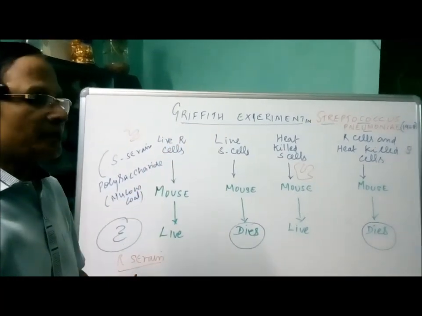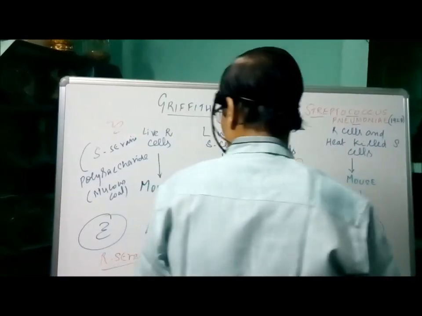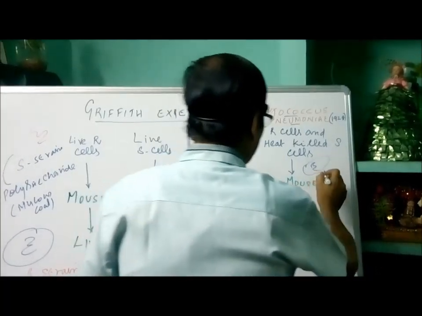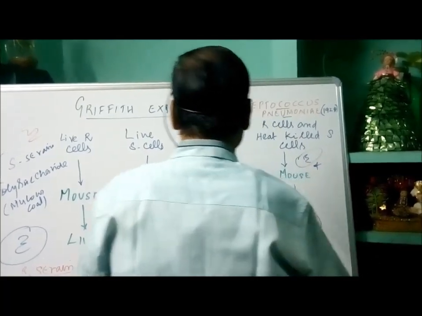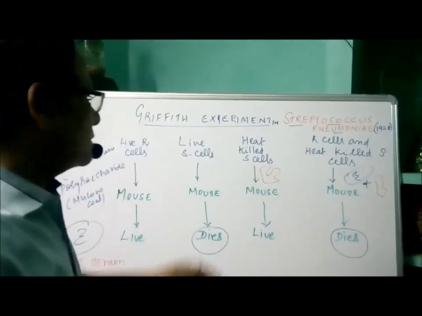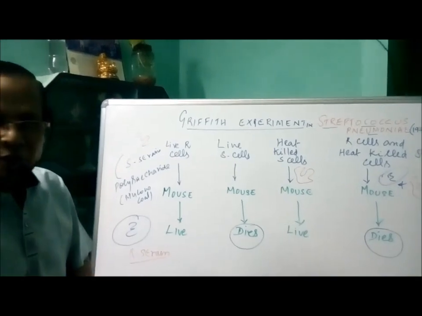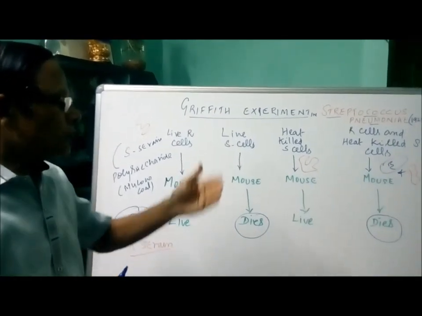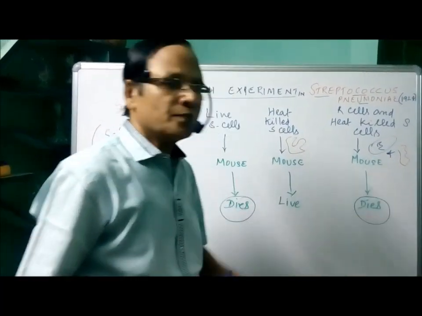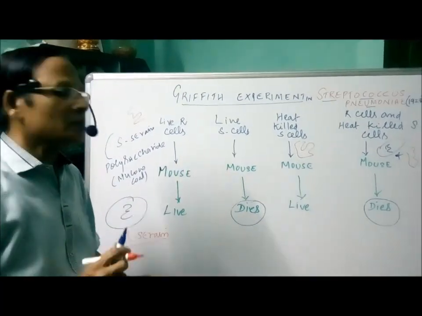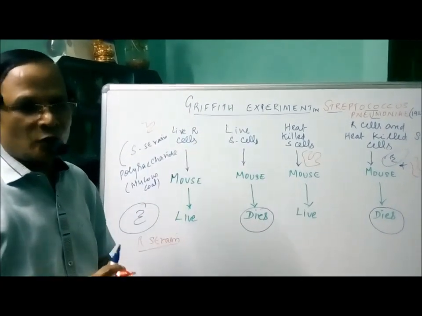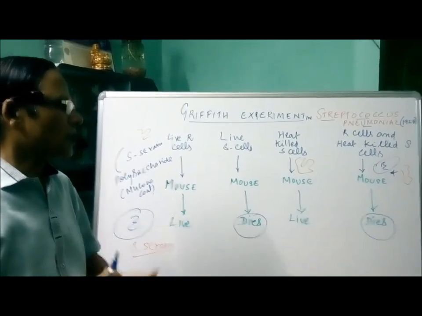In the last case, he took R cells plus the heat-killed S cells. The heat-killed S cells means only the DNA without a protein coat. So before injecting, this R cell is incubated or cultured with the cell-free DNA. Now we are taking that as heat-killed S cells without a cell membrane, cell wall or capsule.